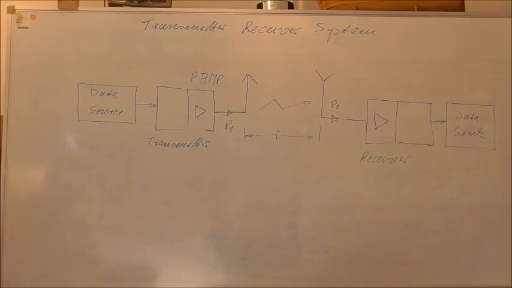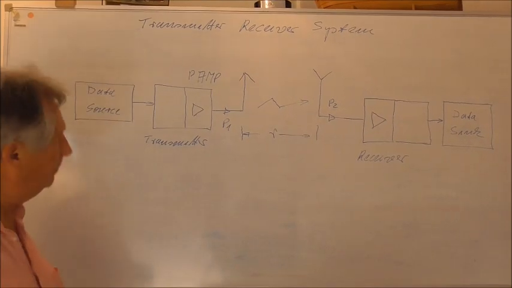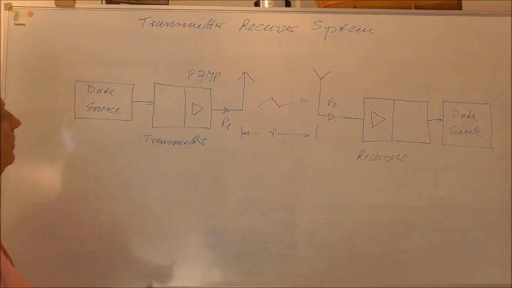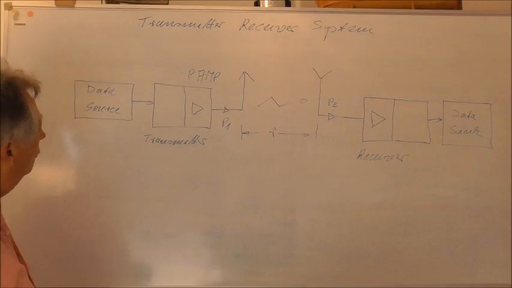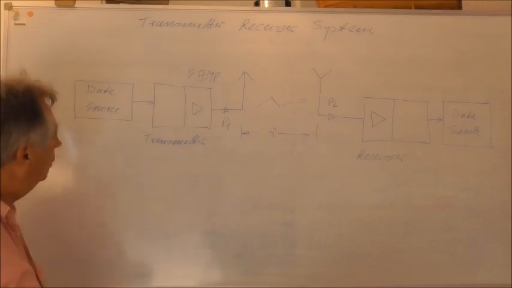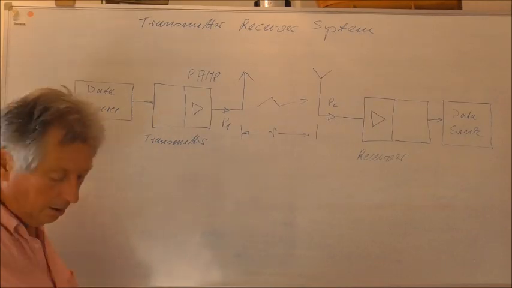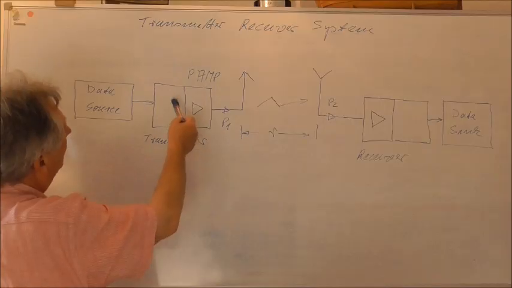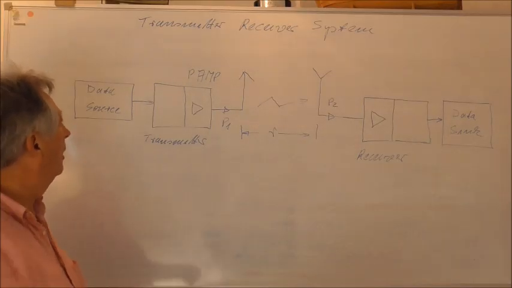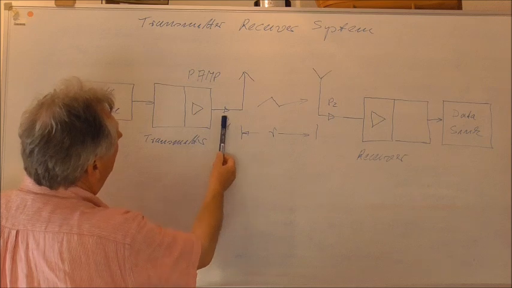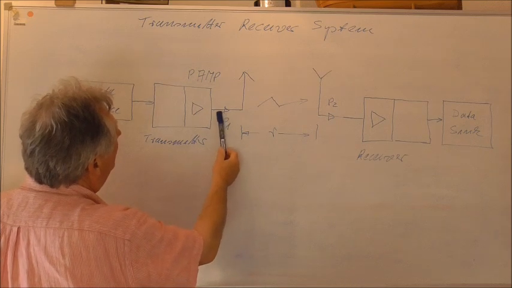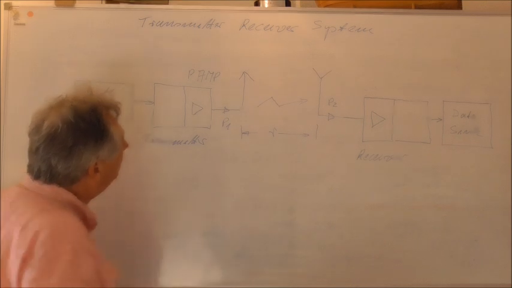So today I want to talk about a transmitter-receiver system. I sketched here a typical setup of a radio link. We have a data source, which in principle is fed to our transmitter, and one essential part of our transmitter is the last stage, the power amplifier. And this power amplifier will feed a power P1 to the antenna.